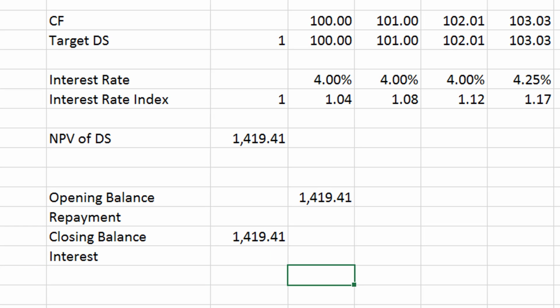And remember always, I think somebody asked a question about me using the average interest. I hope it's obvious why you use the opening balance, because you assume things occur at the end of the year. And then we have our target debt service minus our interest. That's our repayment. So our closing balance is the difference.